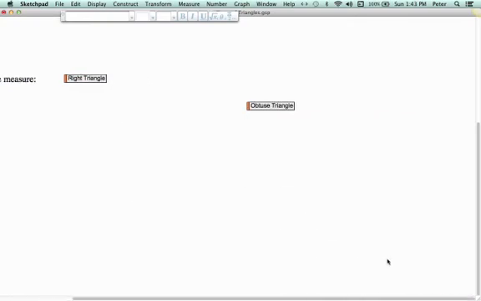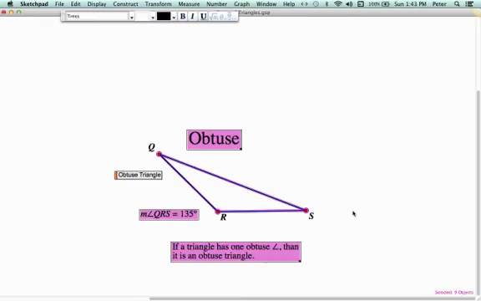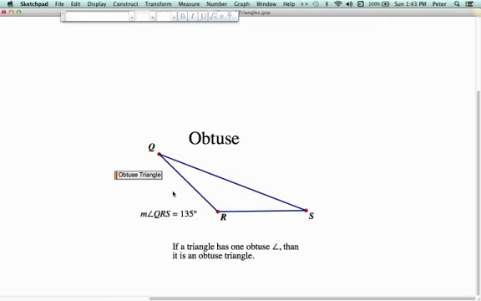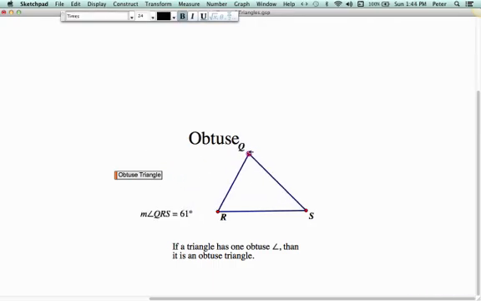Now also look at obtuse triangles. Obtuse triangles are a triangle that has one obtuse angle. Of course, just like with right triangles, we can't have more than one, or we'd have more than 180 degrees in the triangle. You'll see that angle QRS has 135 degrees in the angle. As we manipulate it, as long as it stays above 90, that remains an obtuse triangle.